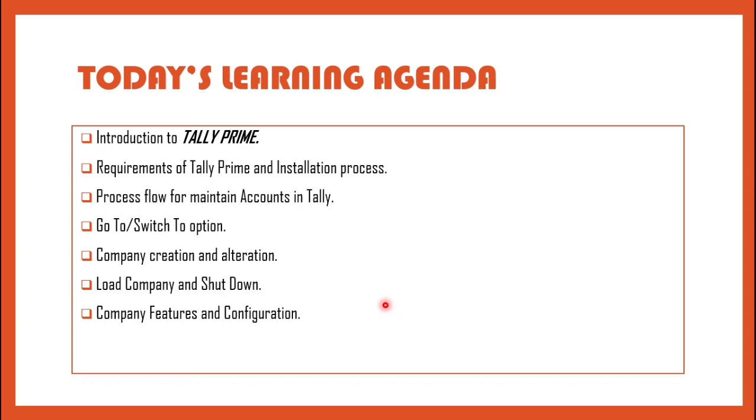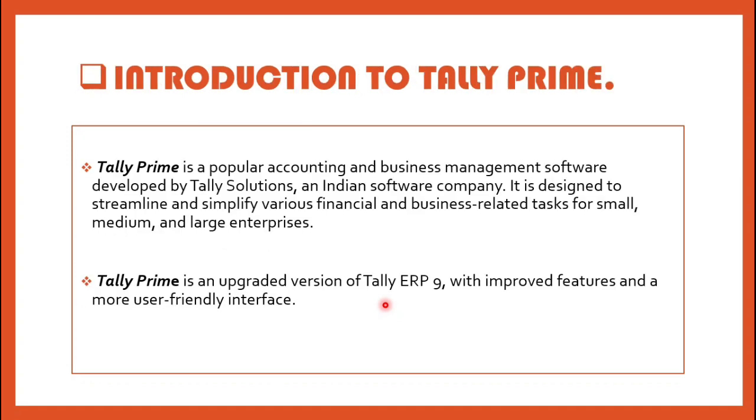So we move on to the introduction of this software, Tally Prime. Actually, the software's name is Tally. It is an accounting software and business management software. It was released in the year 2009 and its first version was Tally ERP9 actually. Tally Prime is a modified version of Tally ERP9.